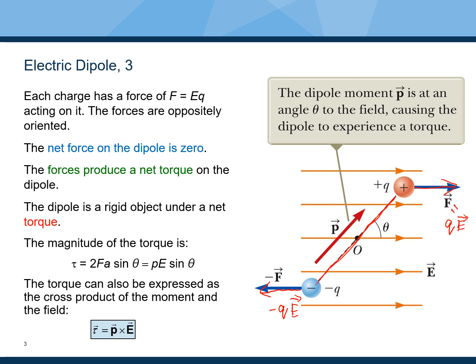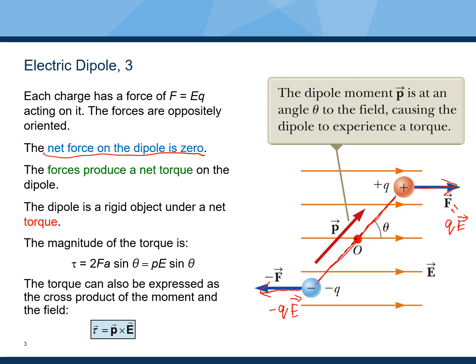We have a net force that is in fact zero. Now notice that this is only in the special case where there's a uniform electric field applied to the two charges. So the dipole experiences a net force in a uniform electric field that is in fact zero. Now, even though the net force is zero, notice that around this fulcrum point, which is the point O shown out here, we have a net torque.